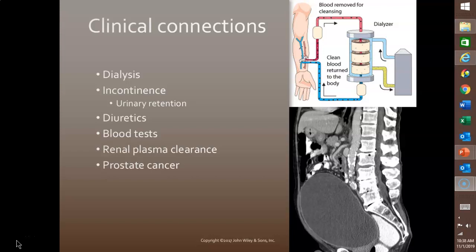For example, the clearance of glucose is normally 0 because we resorb all of the glucose. So glucose shouldn't be excreted at all. Being able to know a drug's clearance is very important for determining the dosage that you give the patient. If the clearance is high, like with penicillin, then the dosage also has to be high because we're removing it very effectively from the plasma.